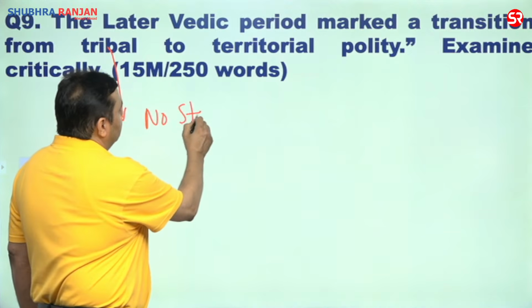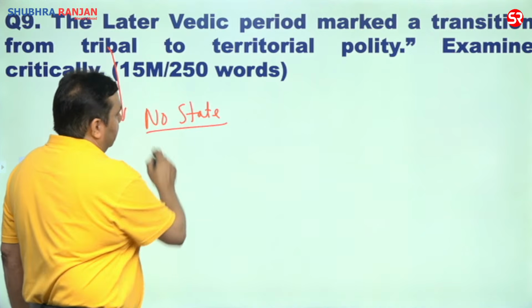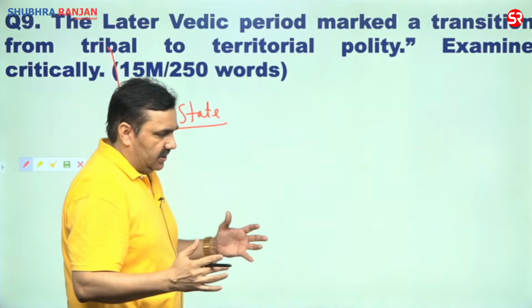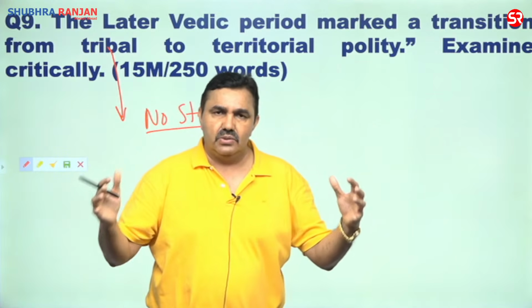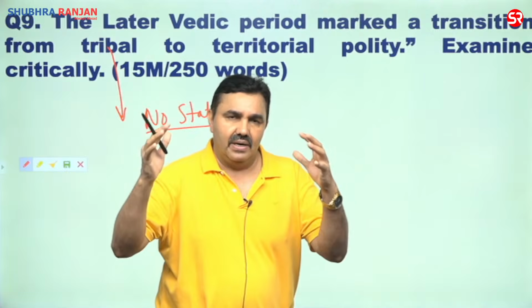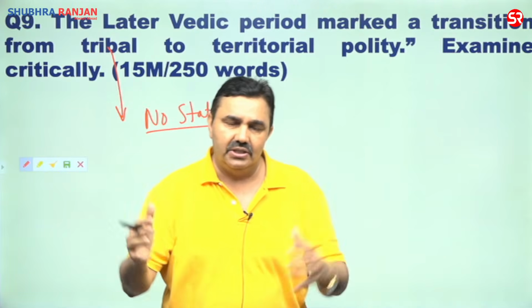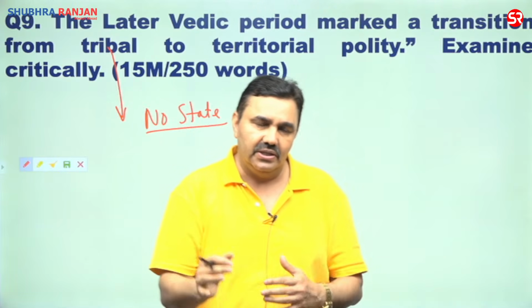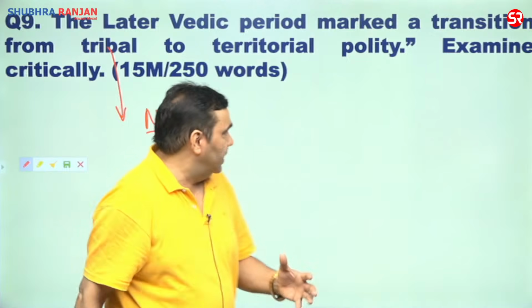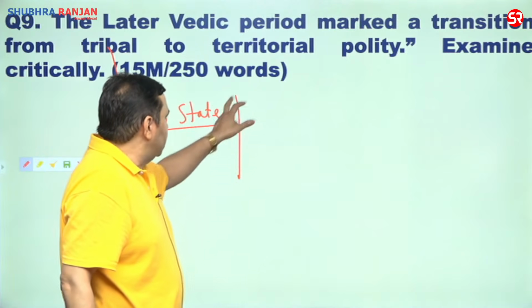The first reference of a state is found in Aitareya Brahmana. So no state was there. It means people were moving from one place to other place. They were not having a definite territorial identity. Without definite territorial identity, there can be no concept of a state. In later Vedic times, concept of a state came up.